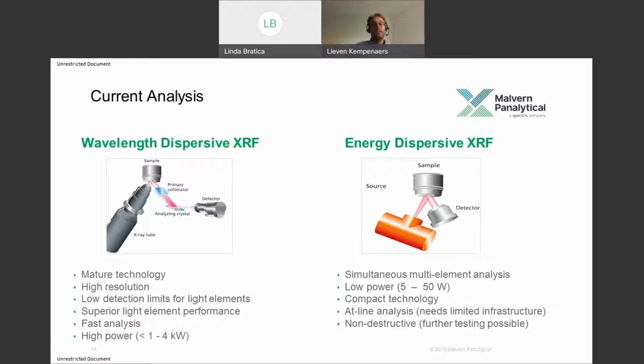That means if the instrument is compact, it can also be placed in line, like in the factory. It doesn't have to be in the central lab. So there process control can happen. And because of the low power, it's considered a non-destructive method. So the sample that you analyze, this exact same sample, is not destroyed, it's not heated up, and can be taken to another method. It can be ICP for further investigation, but can also be some completely other analytical method. So that's also an advantage.